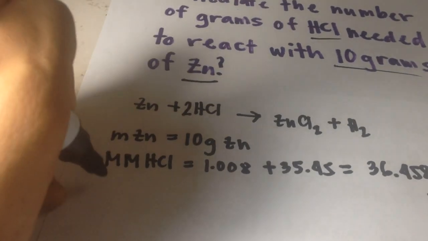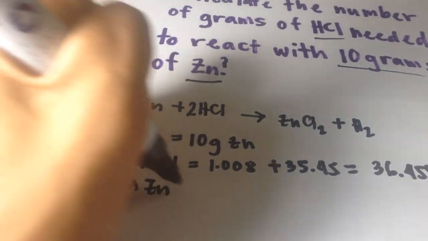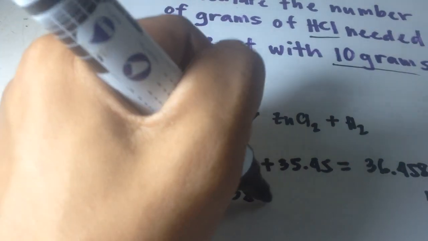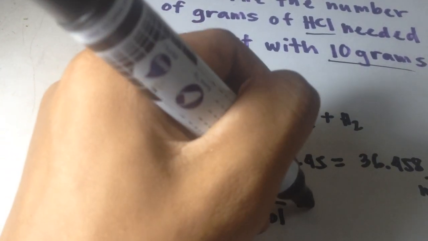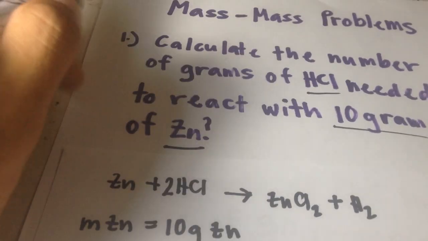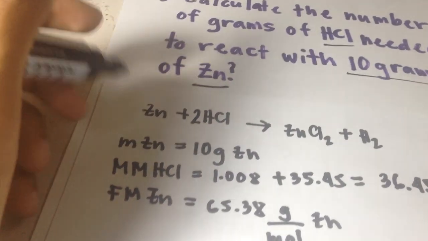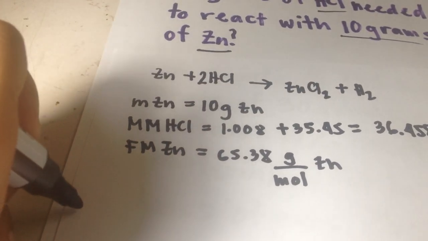And then the formula mass of zinc. Zinc is equal to 65.38 grams per mole of zinc. But the question is, calculate the number of grams of HCl. So we need to calculate the mass of HCl in terms of grams.